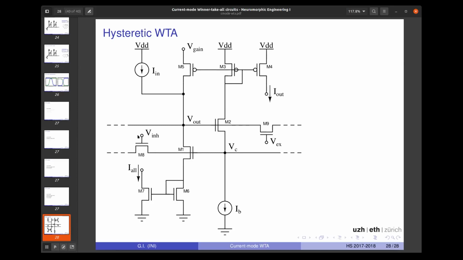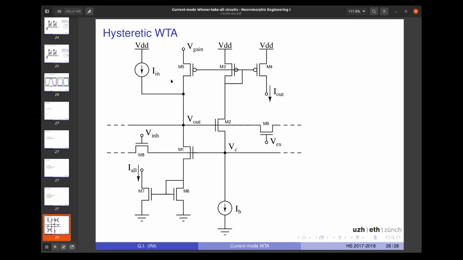But I hope at least I gave you a feeling of what current mode circuits are: if you work with input currents and output currents, you have current mode. Remember, in subthreshold, these input currents can go from 10 to the minus 14 to 10 to the minus 9. So you have a huge dynamic range, even though the power supply is less than 1 volt. You still have this huge dynamic range that you can use to do computation. So current mode is very useful, especially when you have a small voltage swing in the power supply.